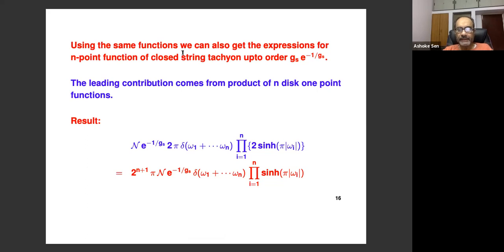Now it turns out that using the same functions, we can actually get expressions for the n-point function of closed string tachyons, again up to the same order, GS times e to the -1 over GS. Here, the leading contribution comes from the product of n disk one-point functions. And you can easily read out what it is: the same normalization constant N, exponential of the annulus, the same e to the -1 over GS, and the energy conserving delta function. The only difference is that here you have a product of n such factors instead of just two factors. And this is just a rewriting of that leading contribution.